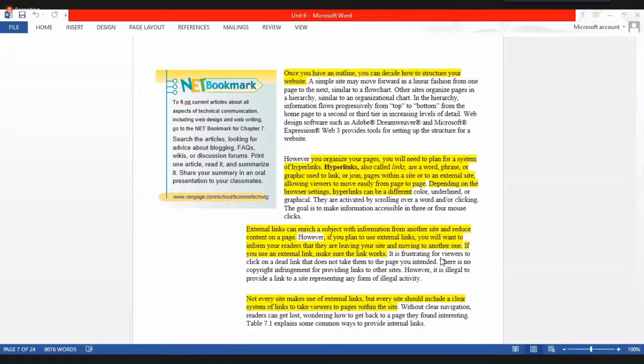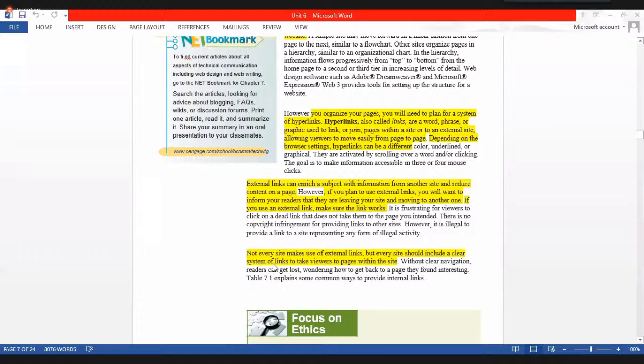If you use external links, then information should be given to the readers. Only then it will be easy for the readers to go through the material. If you use an external link, make sure of the link words. What are the link words there? That is, you must be sure of the link words if you are using an external link.